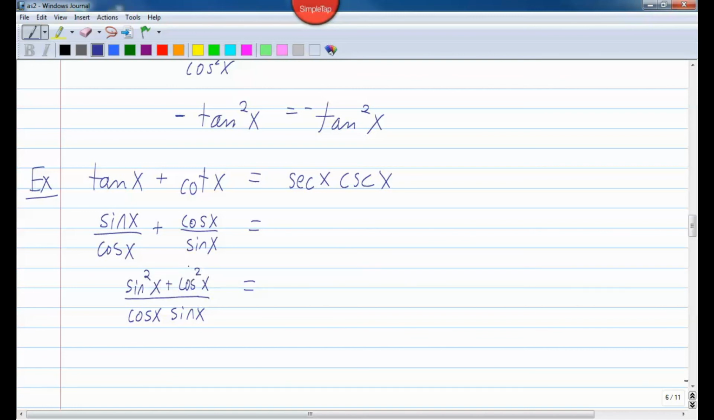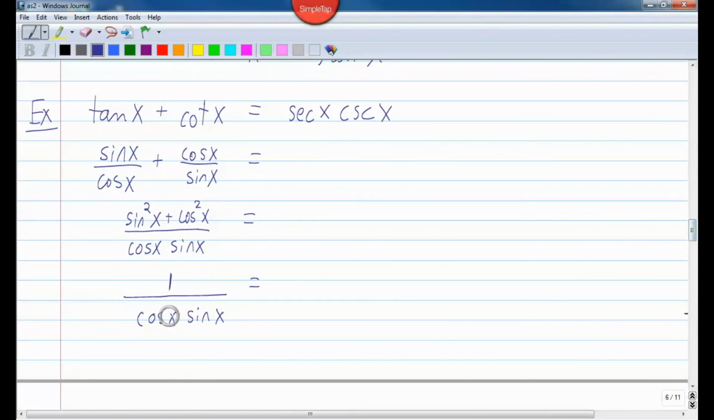So now the numerator looks very familiar. Sine squared x plus cosine squared x. That's a Pythagorean identity. Those have to be equal to 1. Remember the Pythagorean identity, sine squared x plus cosine squared x equals 1. So now I have 1 over cosine x times sine x. Remember, I'm multiplying down here, so what would happen if I moved both of these to the numerator? If you move cosine to the numerator, it becomes secant. If you move sine to the numerator, it becomes cosecant. So I have the same thing on both sides of the equation, and I've verified the identity.